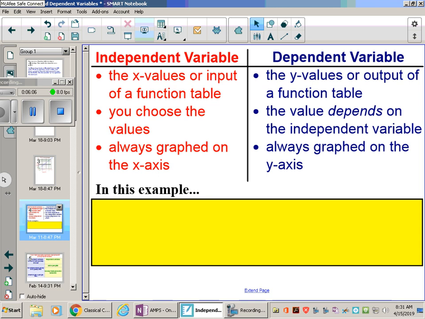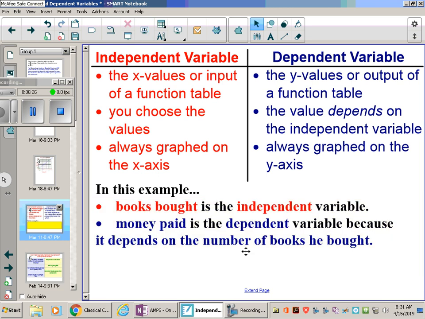You have to know how many books you buy before you know how much you pay. So the one you have to know first is the independent variable, and then the dependent variable happens because of it. So this is a little bit like cause and effect in language arts. And the dependent variable is always going to be graphed on the y-axis. Again, in this example, the number of books bought is the independent variable, and the money paid is the dependent variable, because it depends on how many books he bought.